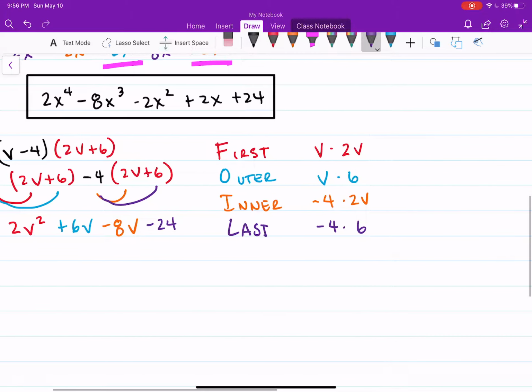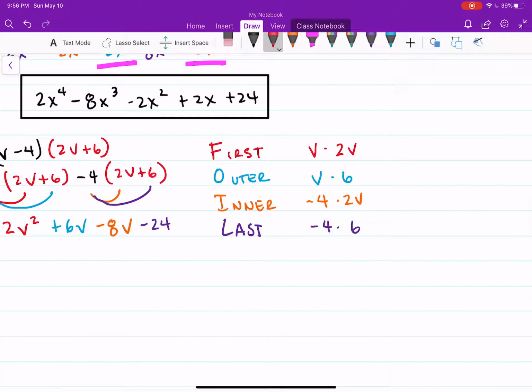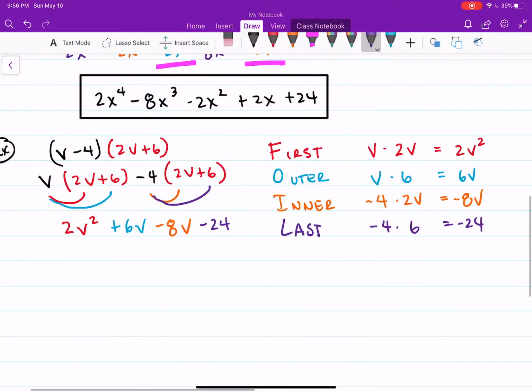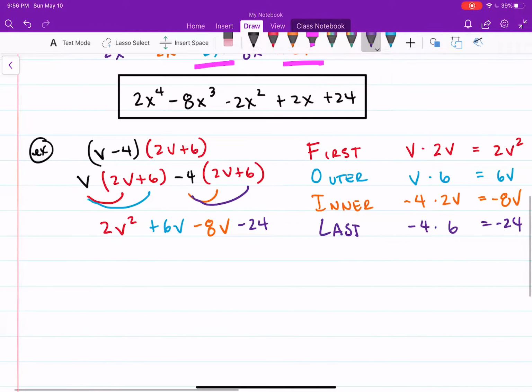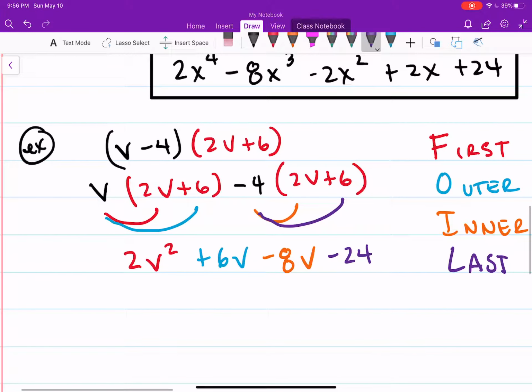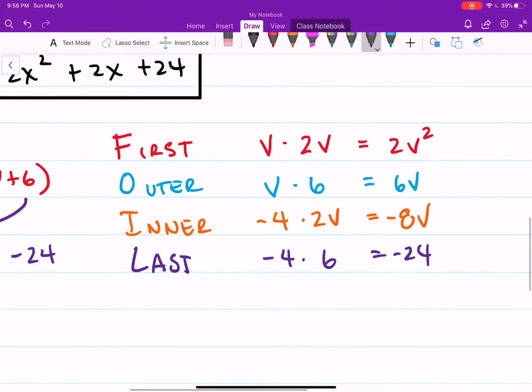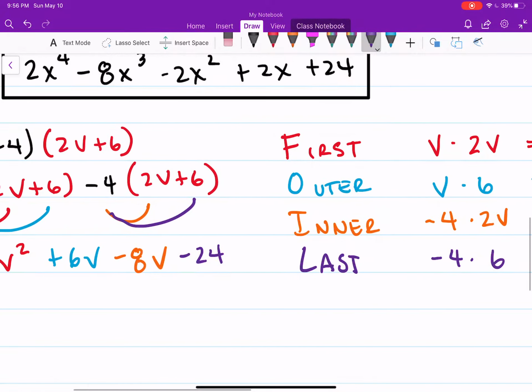Okay? Now, let's go back here. Let's take a look. This would give me a 2v squared. This would give me a 6v. This would give me a negative 8v. And this would give me a negative 24. Look at that. You are essentially doing the same thing. This way, it might be easier to organize, right? Where this, if you start drawing lines, you might draw the wrong line. So you just gotta be careful with that, okay?